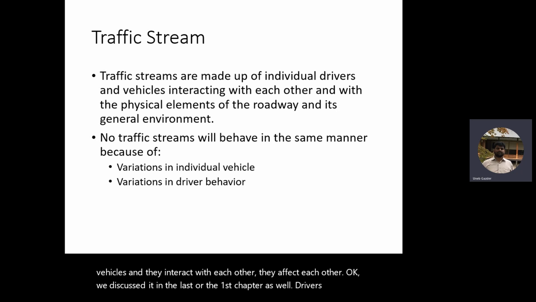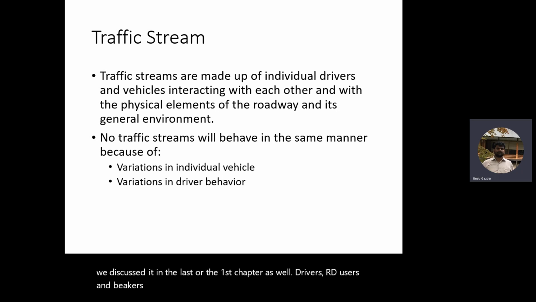Drivers, road users, and vehicles. These are the 2 important components of the traffic system. So these 2 main units of traffic. Whenever we say traffic, traffic is made up of vehicles which are driven by drivers for the time being. So these vehicles and drivers affect each other, and they are affected by the elements of the road and the environment and so on.